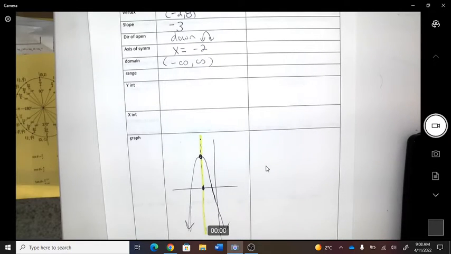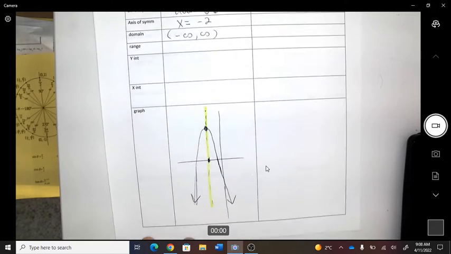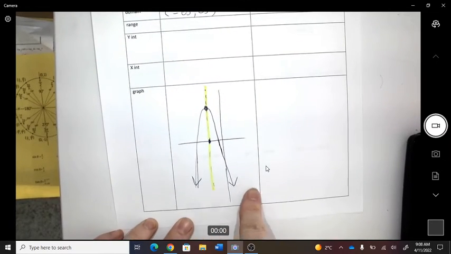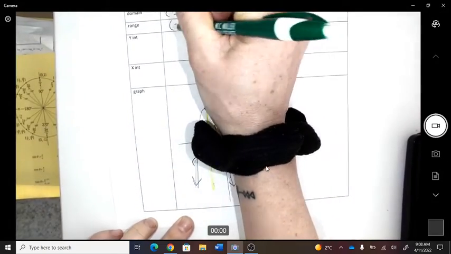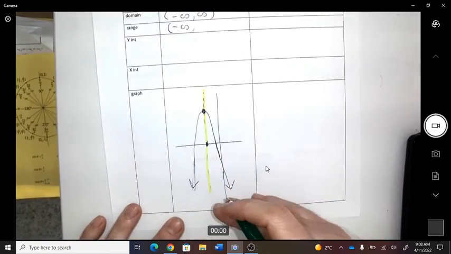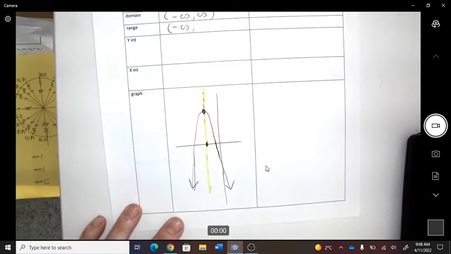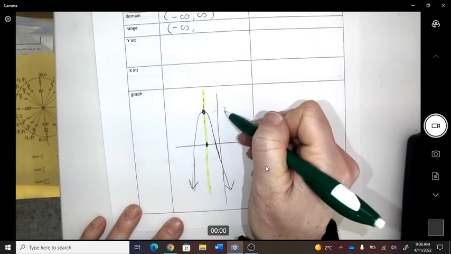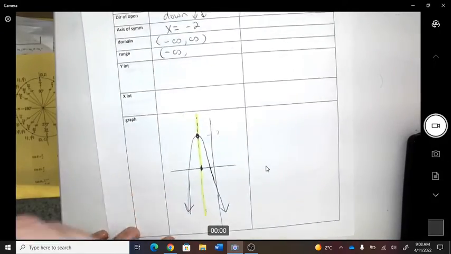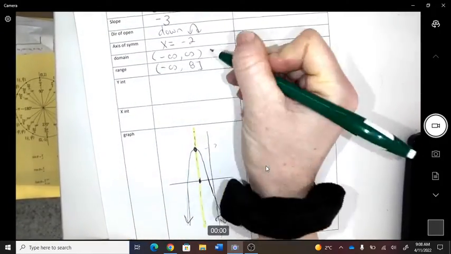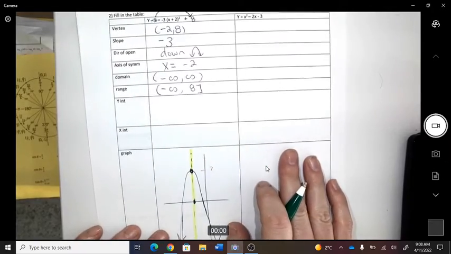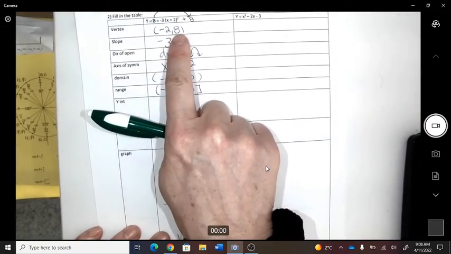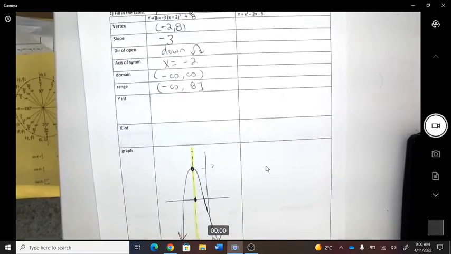Okay, range. So the range is the lowest. What's the lowest? Well, negative infinity, to the highest height. What's the very top height? What's the highest this would go? 8. Okay, because that's where the vertex is. So that's the highest it goes.